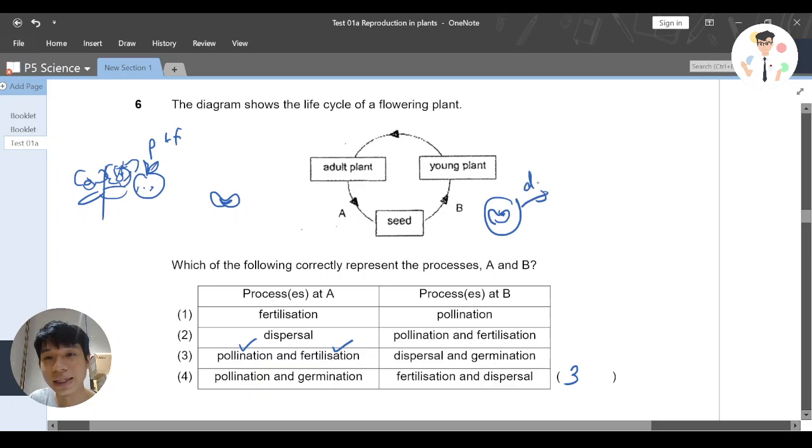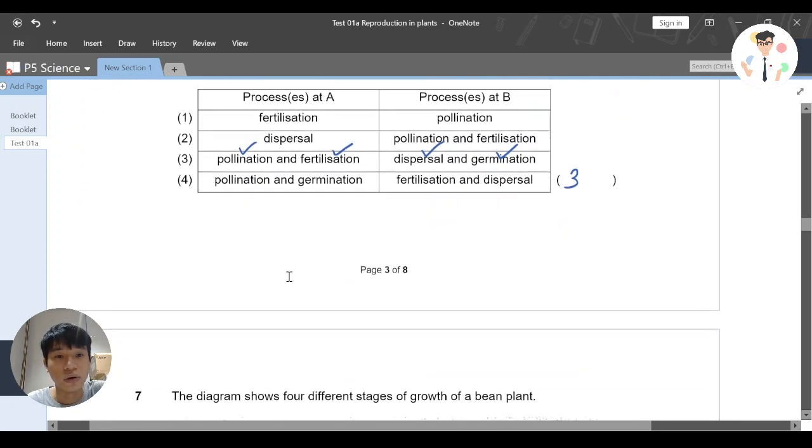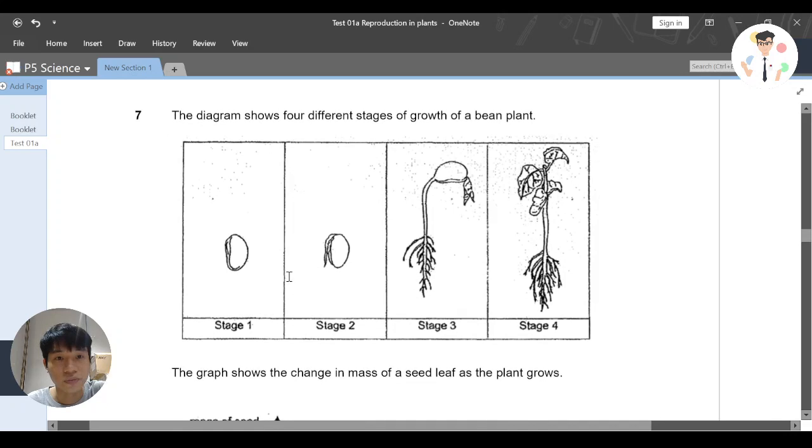It will go through what? Dispersal. And when they go to a place, it will start germinating. Correct? And that's why it's dispersal and germination. Option number 3. By the way, this is a very common question, so you should know this question. Okay, let's move on to question 7.